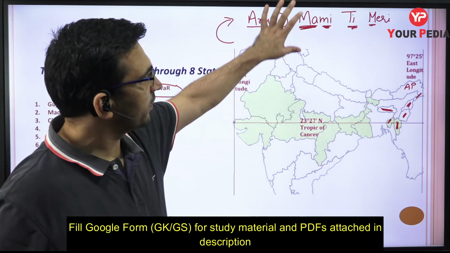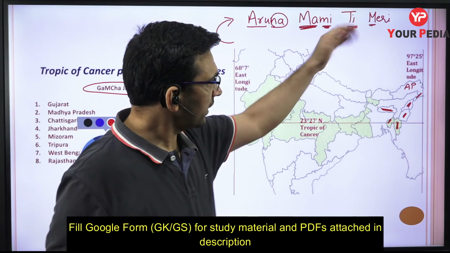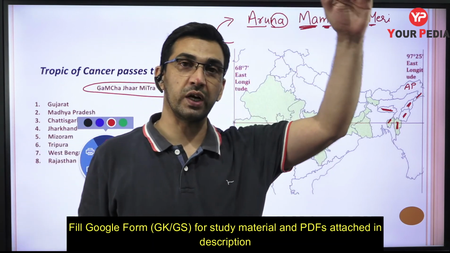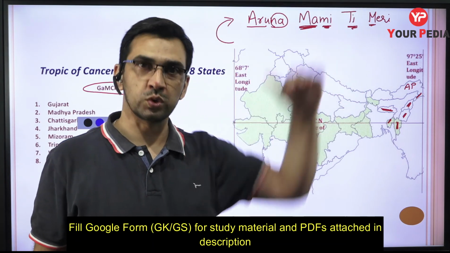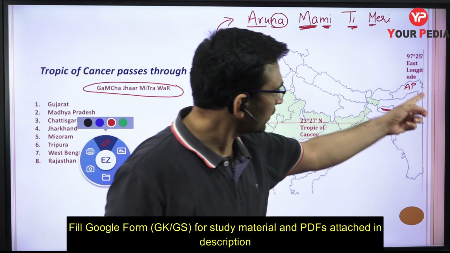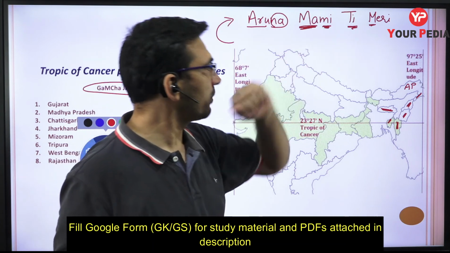can very easily remember how many states are there and in sequence, because a question could be framed in this way: arrange these states from north to south direction. That could be the question. You could have a question that which states share the boundary with Assam. Very easy to remember, right?